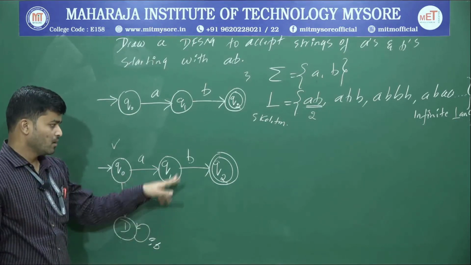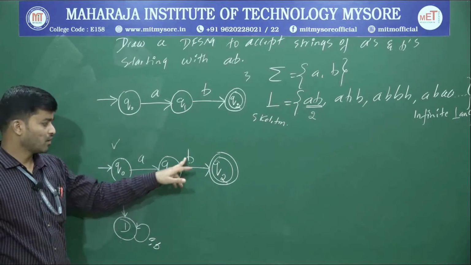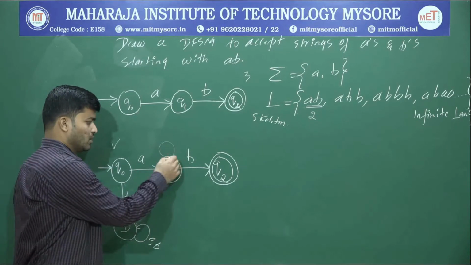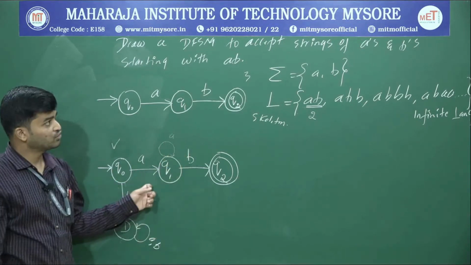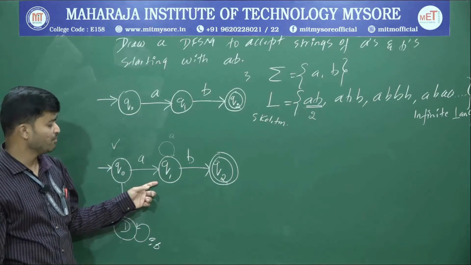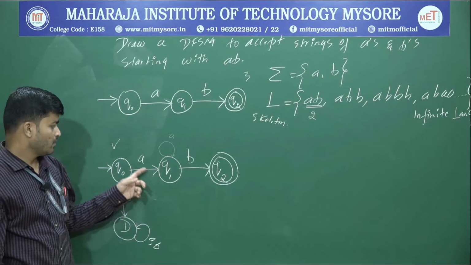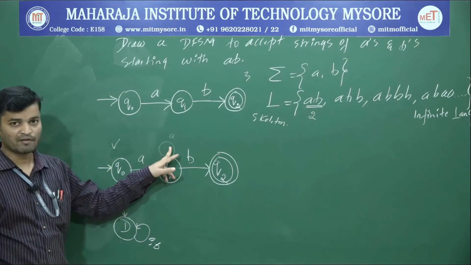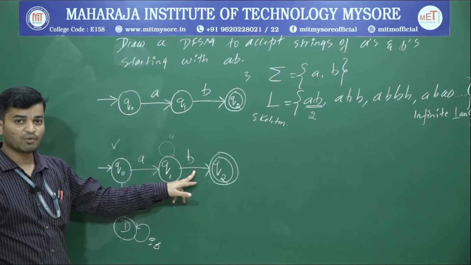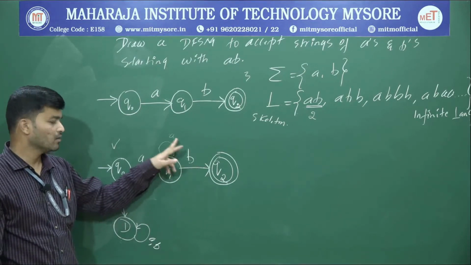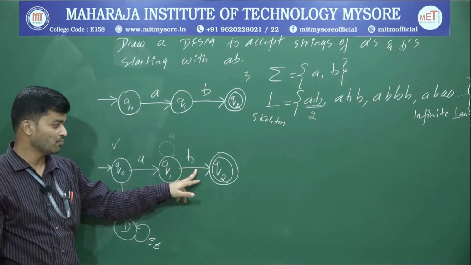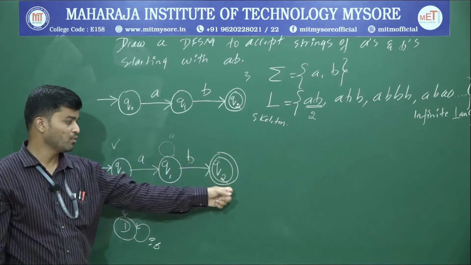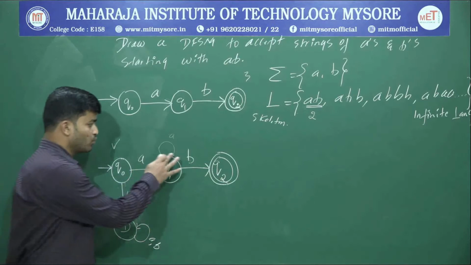Next, go to Q1. Already there's a path for B. Now I have to give a path for A. So what is the first option? The first option is a loop upon A. The string should start with AB. Correct? Now if I go with a loop upon A, what will happen? A, then n number of A's, then B. Now the string is not starting with AB. Why? Because after 1 A, then n number of A's, you will get 1 B before going to the accepting state. Therefore, I will get n number of A's, then 1 B, then it goes to the accepting state. Therefore, a loop is also not a valid option.